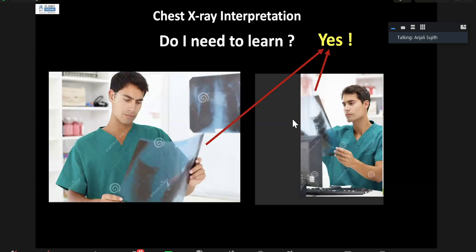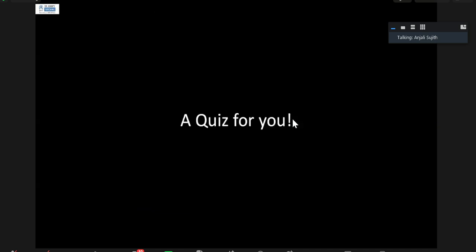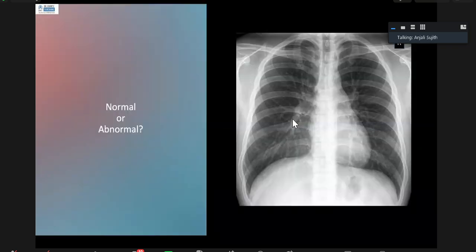Before we start the session, there is a short quiz for you, and it'll be Dr. Rihanna who will be doing this quiz. Over to you, Rihanna. Thank you, Dr. Sujith. For this part of the session, we're going to give you 20 seconds to answer each of these questions, and then we'll go over them afterwards. For the first one, you have 20 seconds. Having a look at this image, is this a normal or an abnormal chest X-ray?